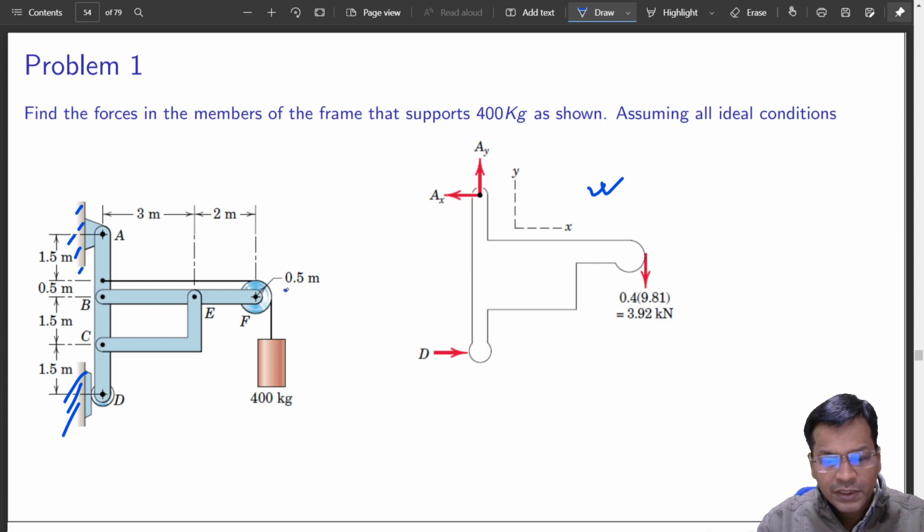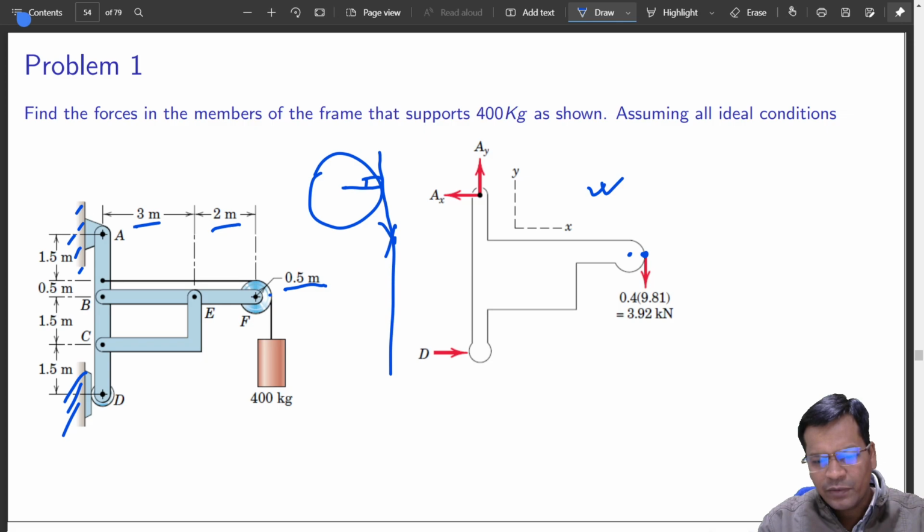The radius of this is given as 0.5 meter, and the length is 3 plus 2 meter. So 3 plus 2 up till here, and then 0.5, so 5.5 meter at this point. Mind you, this is a circle and this is a tangent which is acting, so it should always be perpendicular. Straight away I can draw a straight line, something like this. So this distance is 5.5 meter. This is correct, and reaction forces will come here as you know.